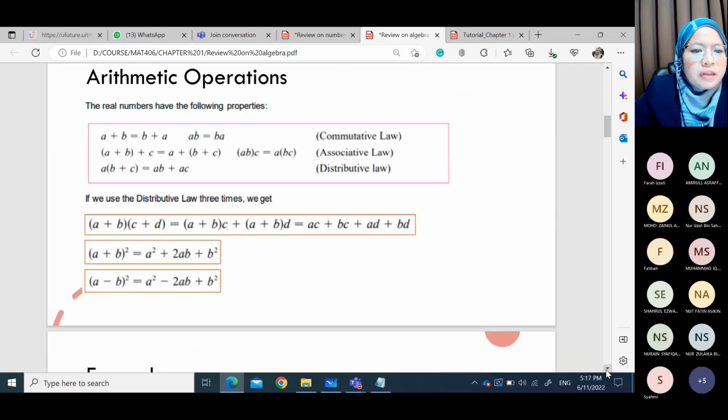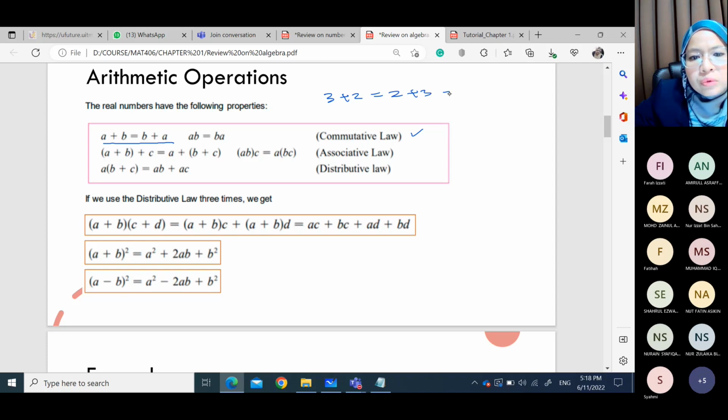Okay, so next we have arithmetic operation. So in arithmetic operation, we have commutative law. So commutative law maknanya kita tukarkan kedudukan dia. Okay, so daripada A plus B, and we can say that it is equivalent with B plus A also. So maknanya A plus B sama juga dengan B plus A. For example, 3 plus 2, it is equivalent with 2 plus 3.